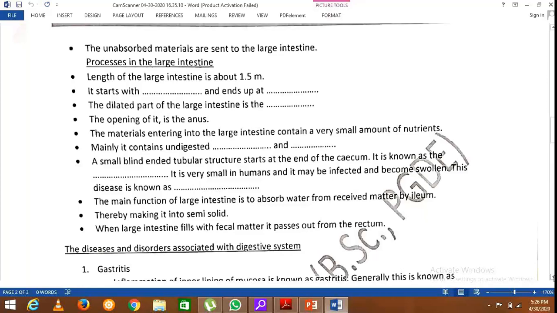The initial part of the large intestine is known as cecum, and the large intestine ends up at the anus. Before the anus, there is a dilated part which we call as the rectum. The materials entering into the large intestine contain a very small amount of nutrients. Mainly it contains undigested materials and water.